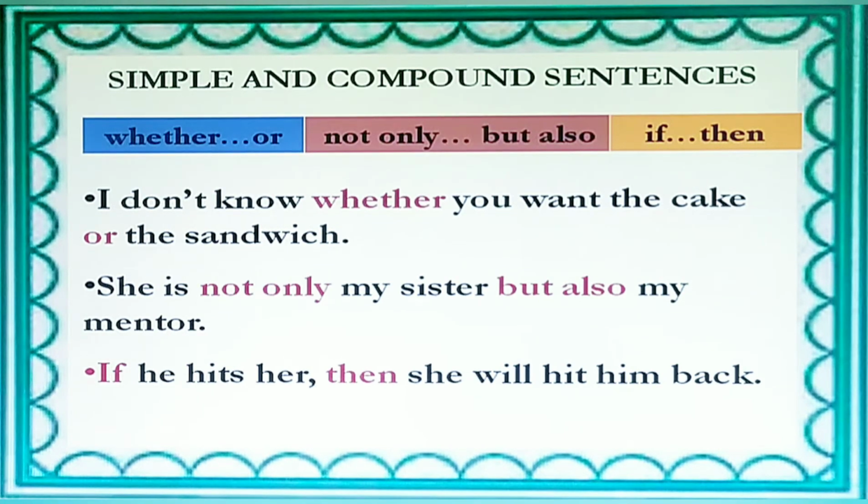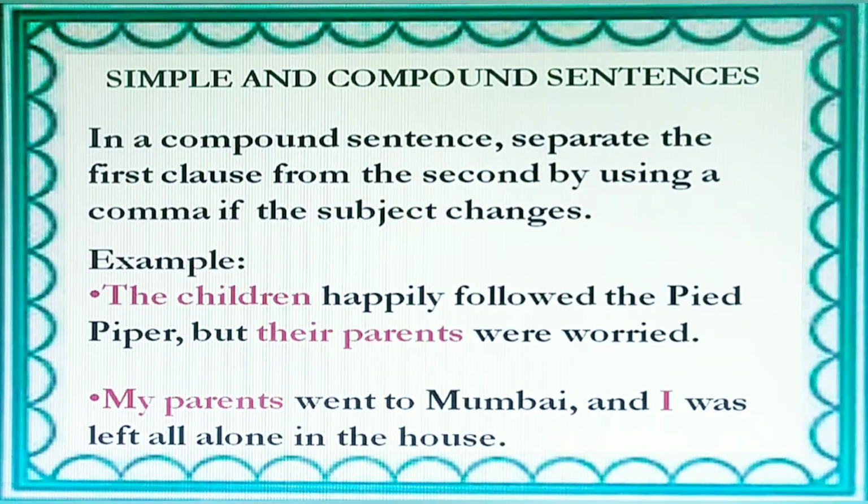If he hits her, then she will hit him back. Here the two simple sentences are: he hits her, she will hit him back. Now we will see when to use a comma to separate the two clauses. In a compound sentence, separate the first clause from the second by using a comma if the subject changes.